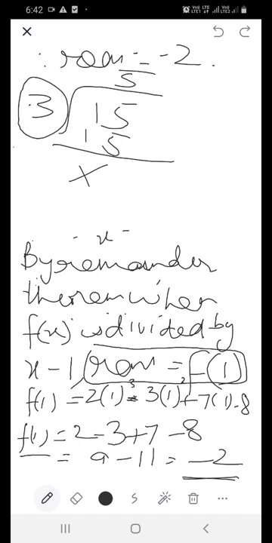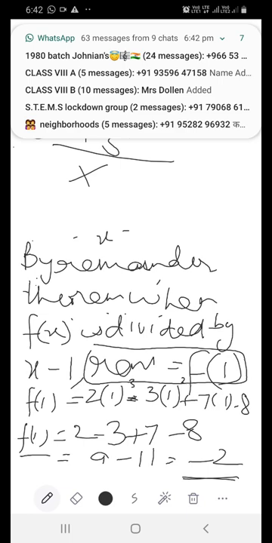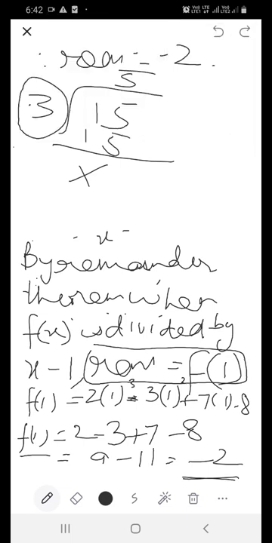So in your algebraic expressions, after putting the value of x, when you find f(x), if f(x) comes out to be 0, then the given divisor is a factor. But as in this question we are getting the remainder as minus 2, that is why x minus 1 is not its factor.